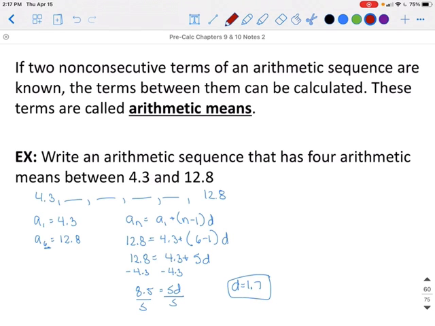If I was at 4.3, to get to the next term, I'm going to add 1.7, and that gives us 6. If I add another 1.7, that gets us to 7.7. Another one gets us to 9.4. And one more gives us 11.1. Just to check that we did it correctly, 11.1 plus 1.7 does take us to 12.8, which is what we wanted.